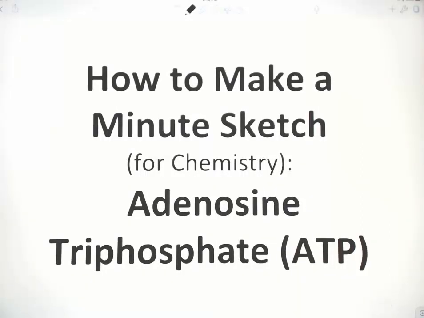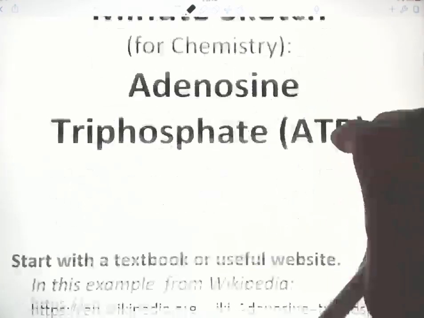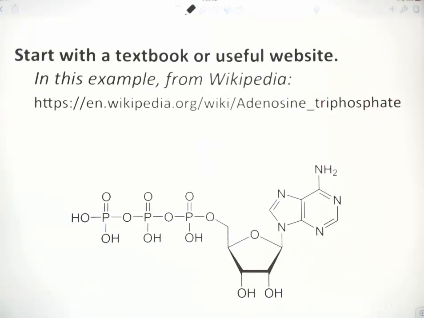If you like the idea of using minute sketches, you still have to understand how to make your own minute sketches for any content that you want to learn. This example is adenosine triphosphate, ATP, the energy source for biological reactions. You'll start with a textbook or a useful website. Whatever you need to know will be in that textbook, or you might find it on a website. In this example, I've taken the structure of ATP from Wikipedia.